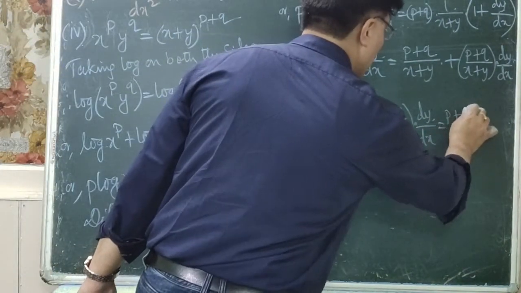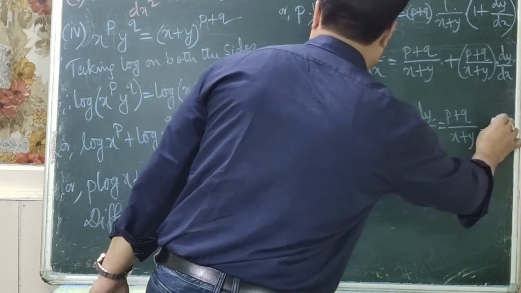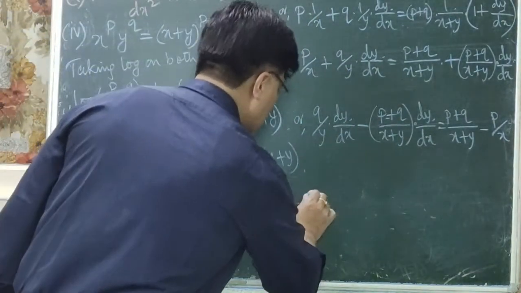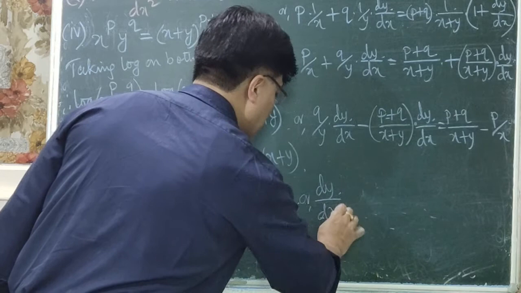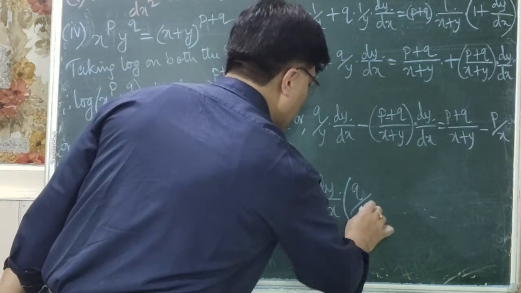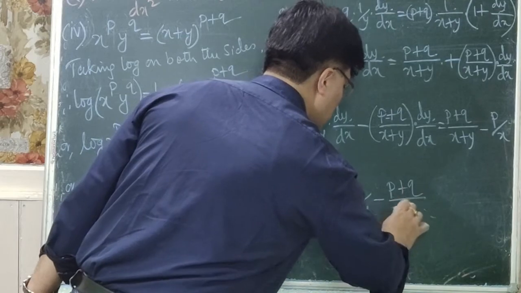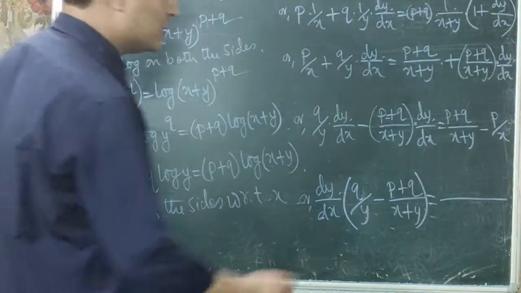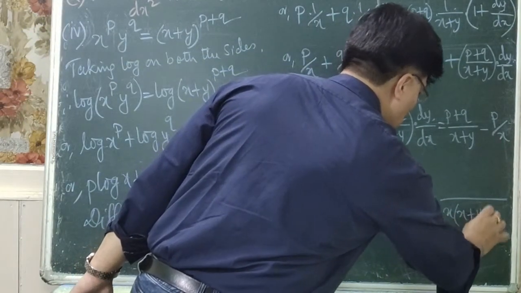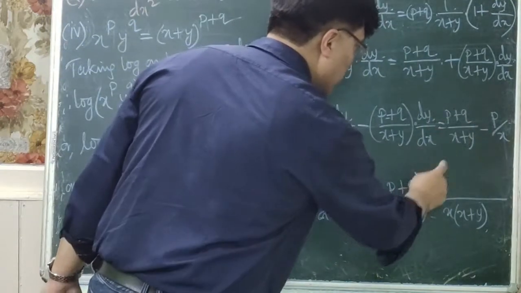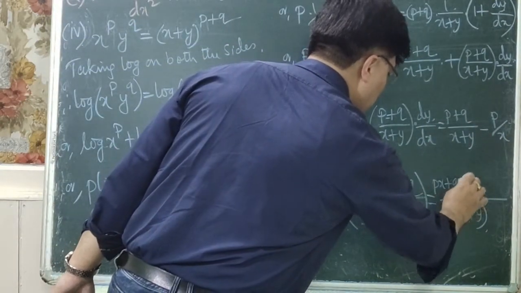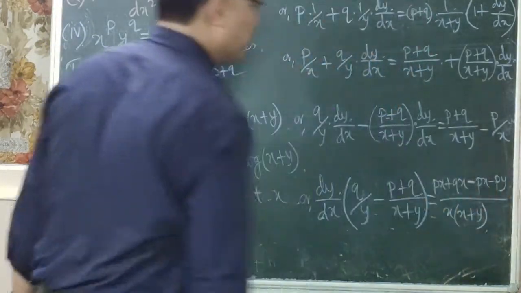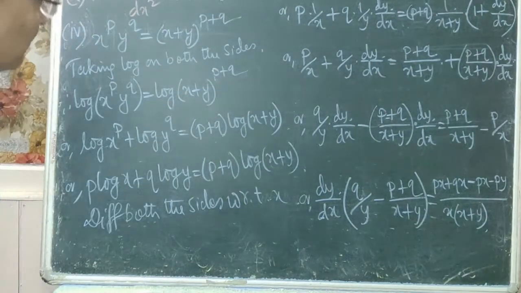It is p plus q upon x plus y minus, this is p upon x. Okay, now take common here. What is common? So dy by dx is taken common, within bracket what do we get? Q by y minus p plus q upon x plus y is equal to, here what's the LCM? You can take the LCM here, x into x plus y is the LCM in this case. So numerator will be px plus qx minus px minus py. It is px minus py, right?